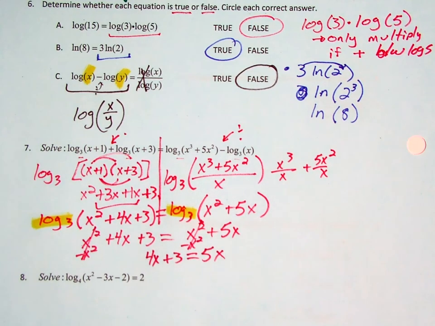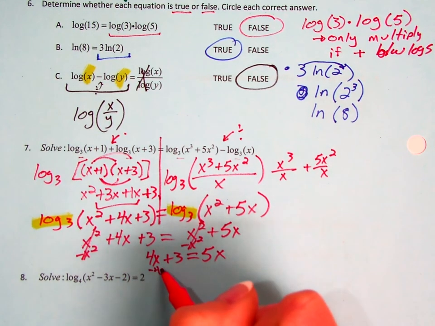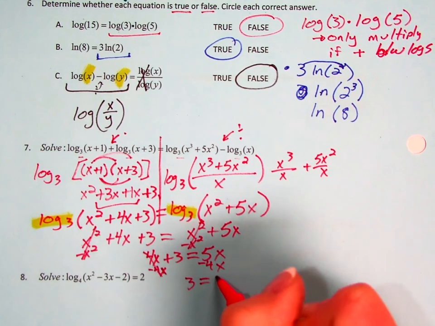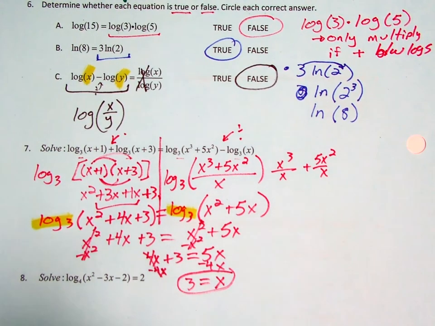Well, now there's only one type of x, so I don't have to worry about factoring because there's not an x squared and an x term, so I'm just going to move my 4x to the other side. So we have 3 equals x, and then that's your final answer.